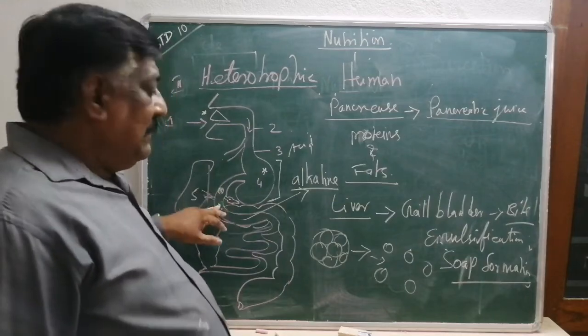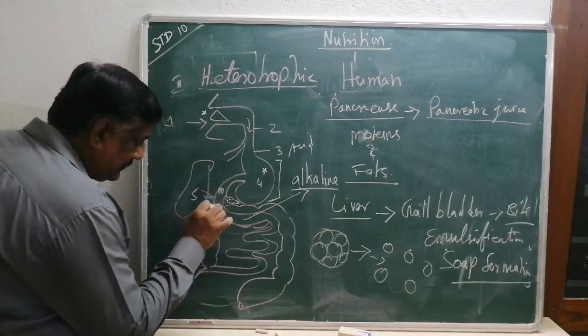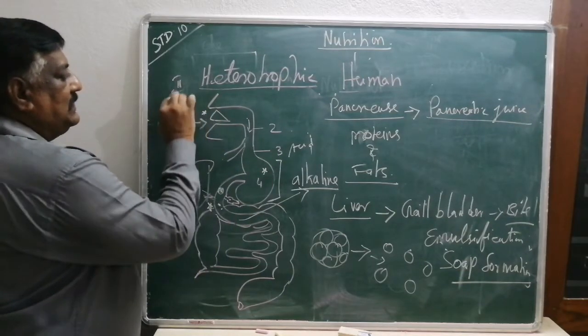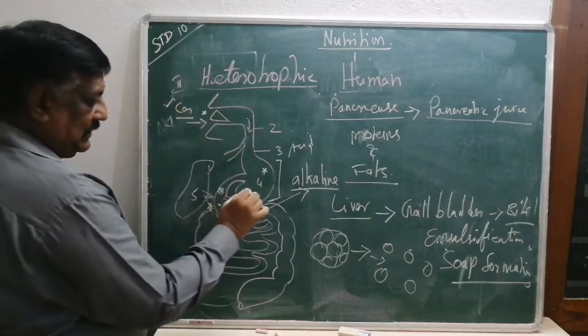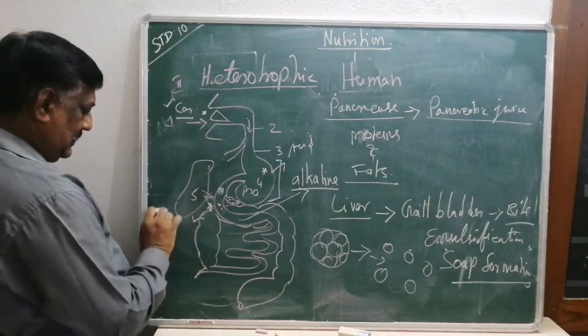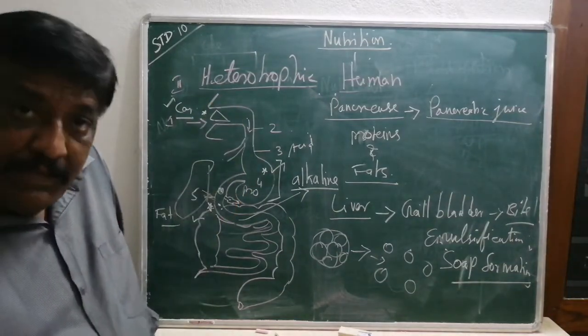Now, where does fat digestion start? In the duodenum. Now, three stars are there. Carbohydrate digestion starts in the mouth. Protein digestion starts in the stomach. Fat digestion starts in the duodenum. These are the three places which you have to remember.